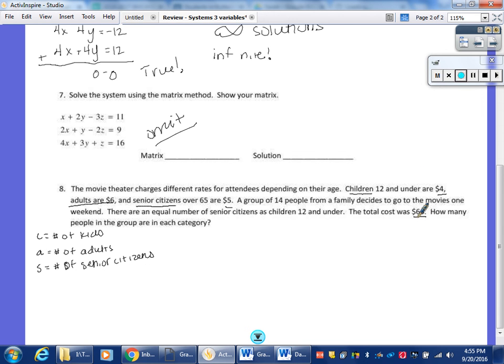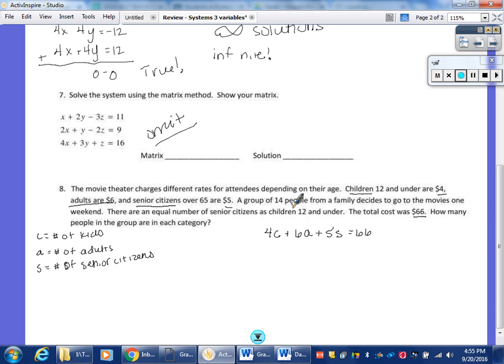And if you've been to the movies, you know that you can multiply the cost of the ticket by the number of people going, right? If movie tickets are $10 and you got 5 people going, that's $50. Well, since the costs are different, we have to work with our variables. So $4 for each child plus $6 for each adult plus $5 for each senior citizen is going to equal $66. And that's our first relationship.